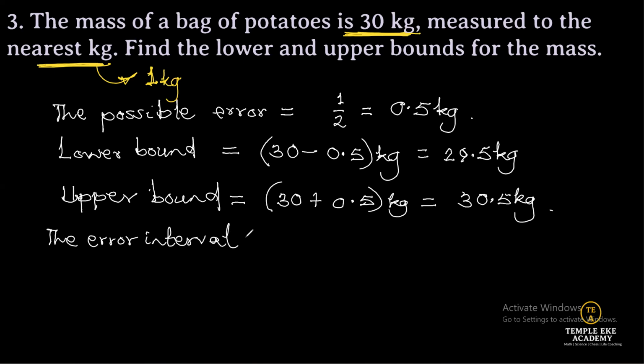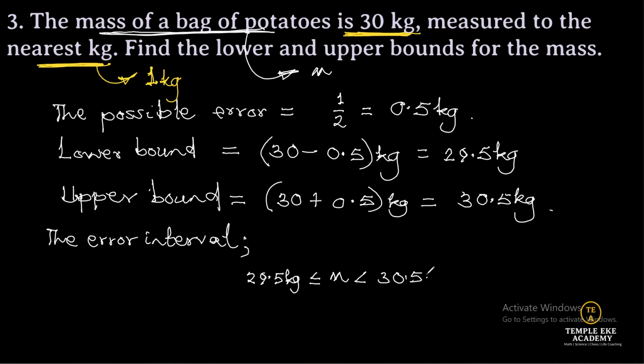Now we may learn how to use symbols. Supposing we represent the mass of the bag of potatoes by a symbol M. We can simply write the error interval in terms of M, and then set up the inequality. Lower bound on the left-hand side, 29.5 kilograms. Upper bound on the right-hand side, 30.5 kilograms. And that settles it. Very simple calculation. Let us move on.